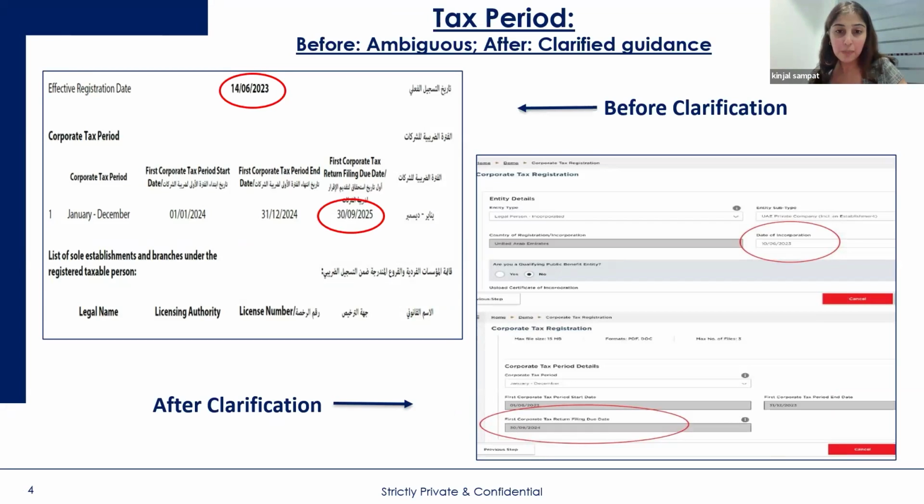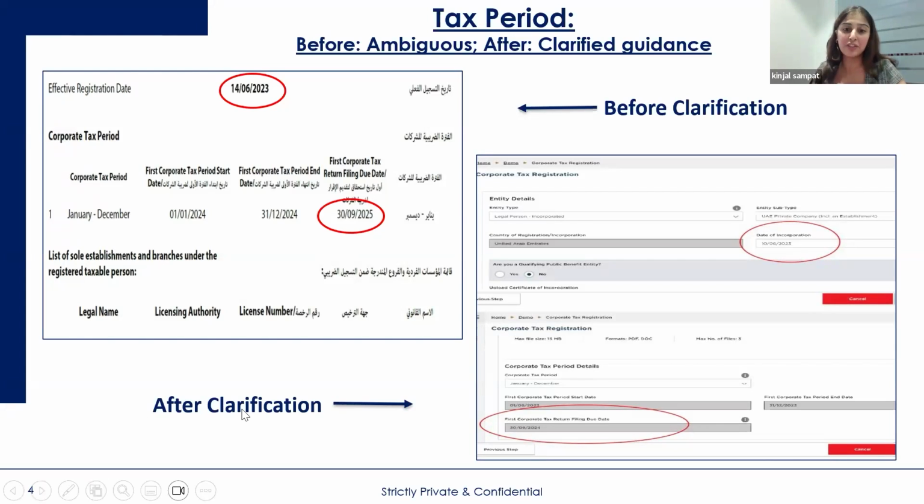Now, another critical aspect in this clarification is that it applies almost to every company who is liable to corporate tax, be it mainland, free zone, offshore companies, etc. It also applies to non-residents who have a PE established in the UAE, as well as to foreign companies which are effectively managed or controlled out of UAE, which are the entities who have a place of effective management in UAE.